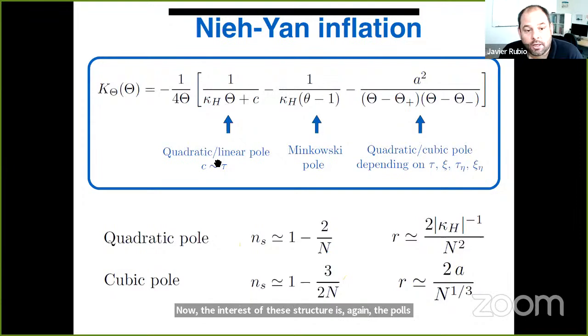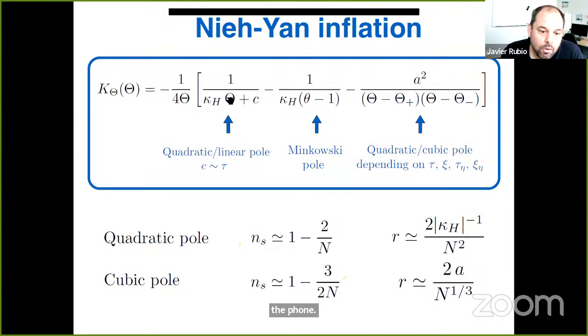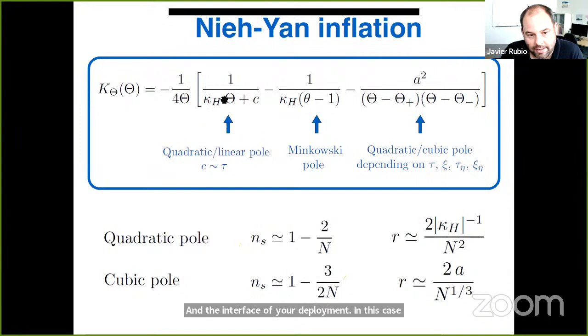Now, the interest of this structure is, again, the poles. So whenever we are in a region in which the quadratic pole is dominating, we should expect the spectral tilt to lie close to this prediction. So essentially, what controls the coefficient in the numerator is the order of the pole. Okay, so the number in the numerator is always controlled by the order of the pole, while the tensor to scalar ratio is controlled both by the order of the pole and the inverse residue of the pole. Okay, in this case, it's controlled at least in order in C by kappa h.